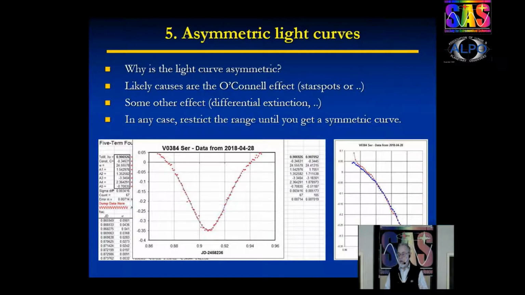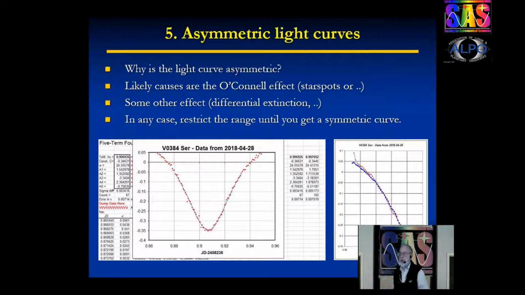Asymmetric light curves. This is a big problem. This is kind of a mild case here. As a matter of fact, some of the data looks as if it's just an error. Sorry, I apologize. I meant to put in some really serious cases that are much worse than this.